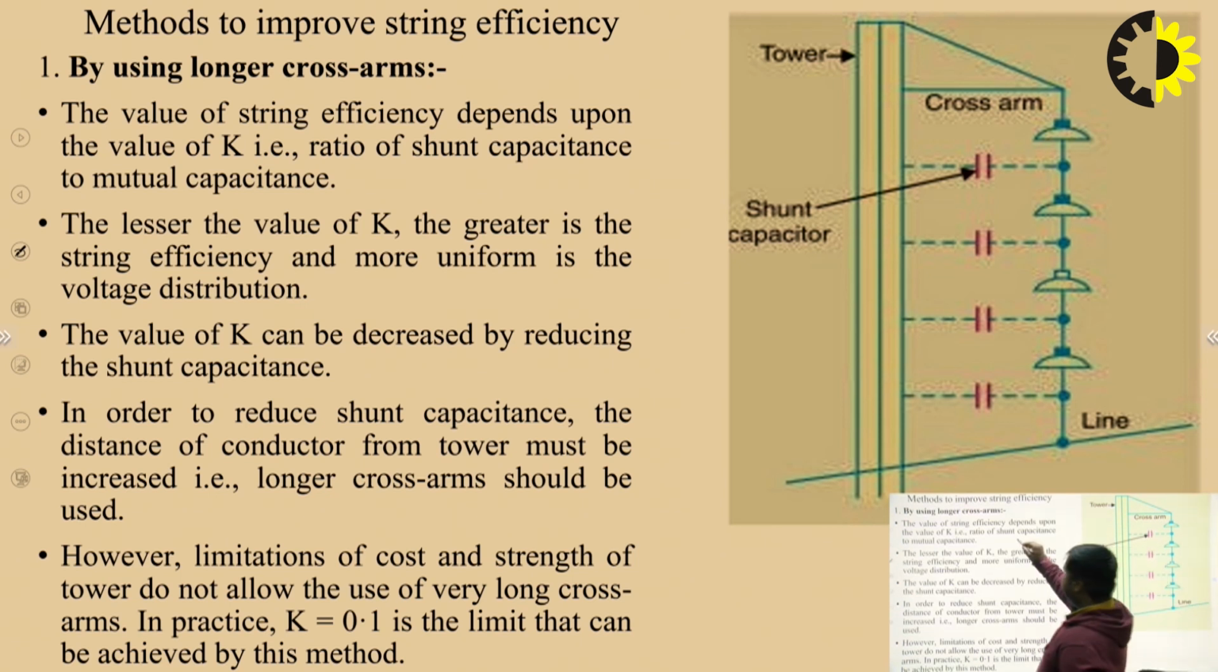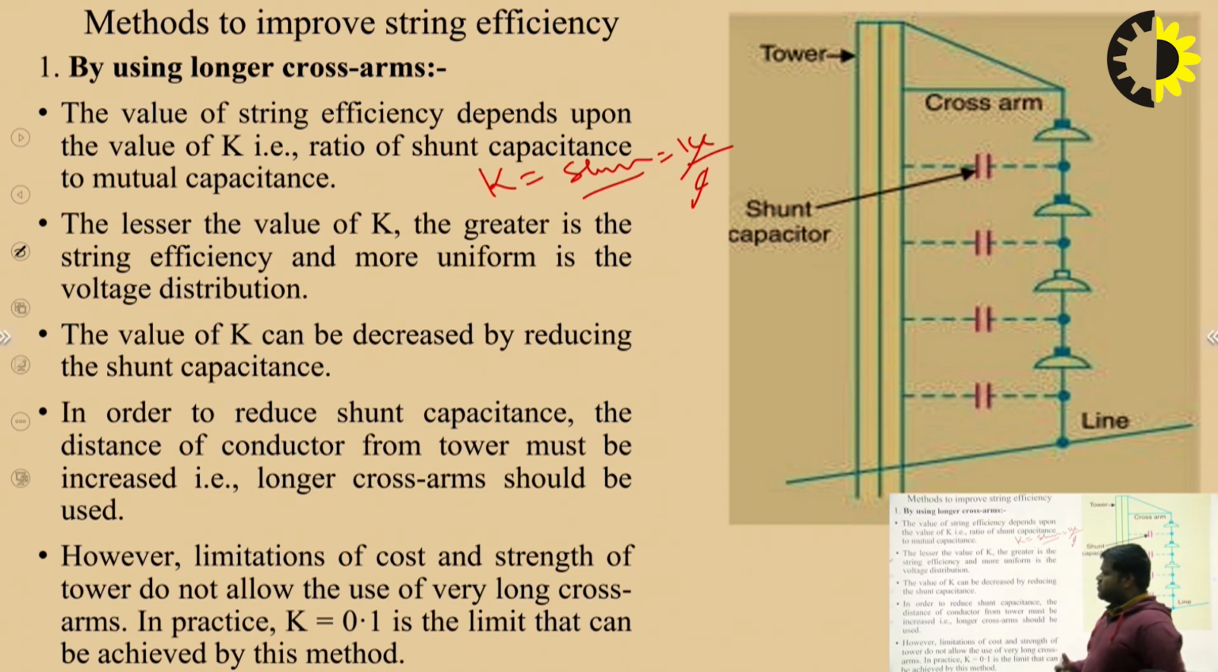What is K? K is the ratio of shunt capacitance, that is Kc, and mutual capacitance or the self capacitance, that is C. So K is the ratio of shunt capacitance to its mutual capacitance. The lesser the value of K, the greater is the string efficiency and the more uniform the voltage distribution. This type of point is very useful and insightful for your interview questions.